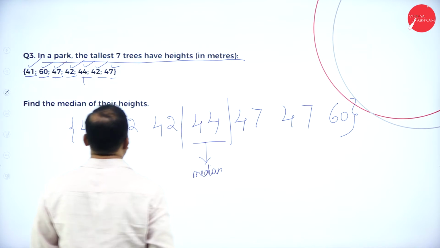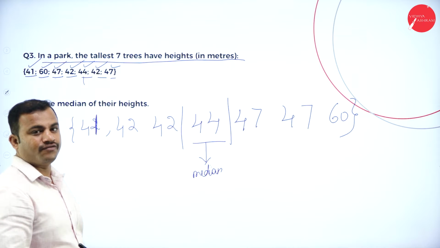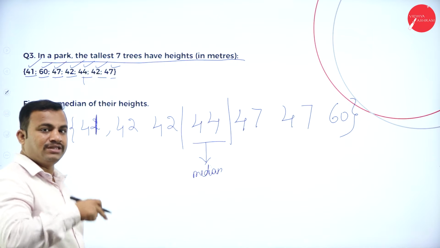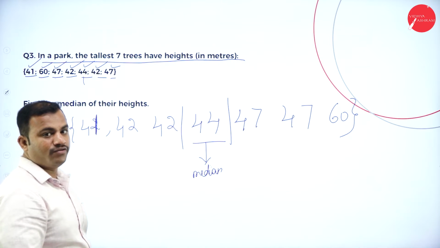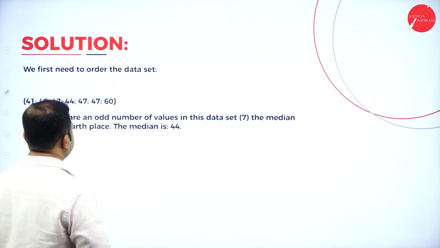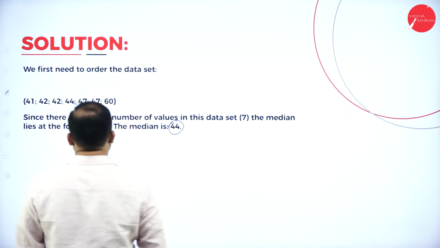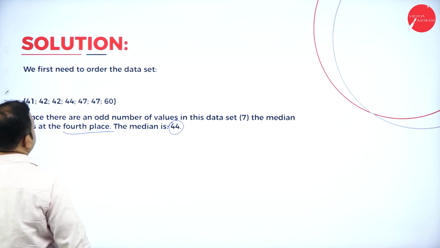Median is equal to 44. That means the median of the trees present in the park is considered to be the value which is equal to 44. That is in the 4th place.